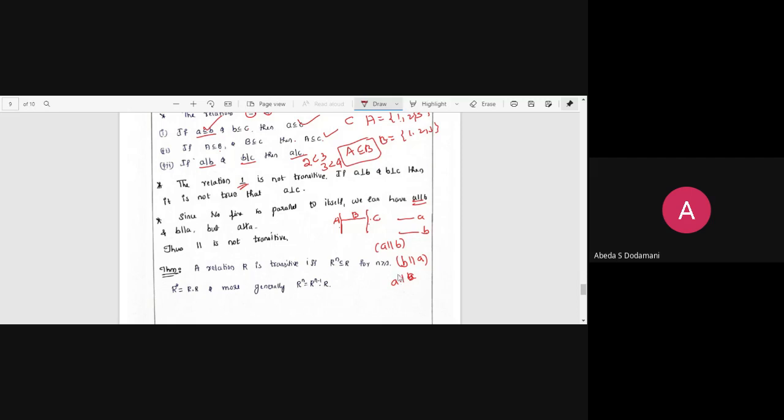No. Please remember, here you may make the mistake. Since no line is parallel to itself, we can have only A is parallel to B and B is parallel to A, but A is not parallel to A. Hence, parallel is also not transitive. If it fails for one particular element, it has to fail. If you take here C, it will be valid. A is parallel to B and B is parallel to C, hence A is also parallel to C. But if I take only two lines, then it will fail. If it fails for one line, then you cannot generalize it.